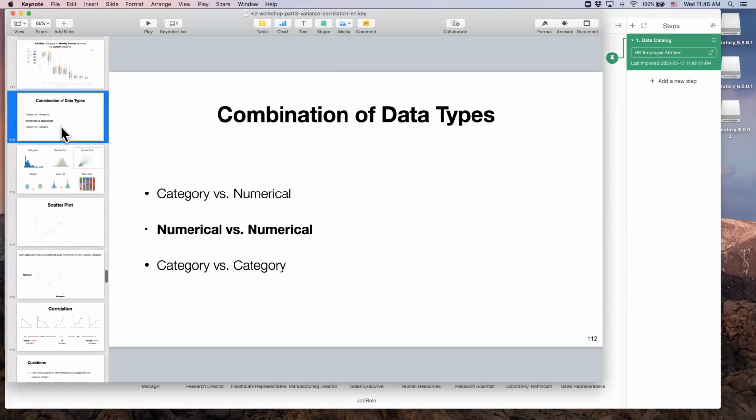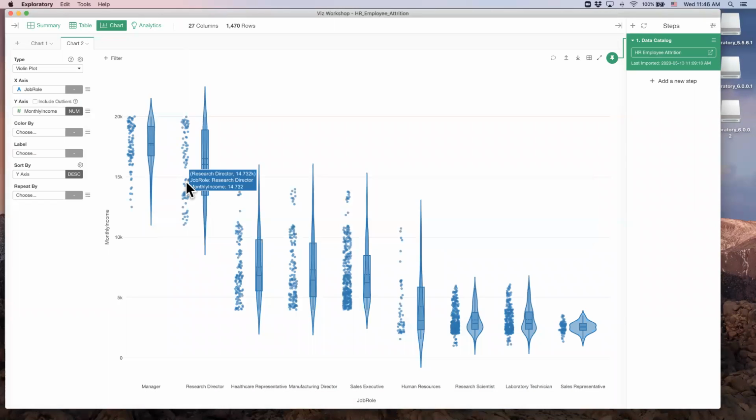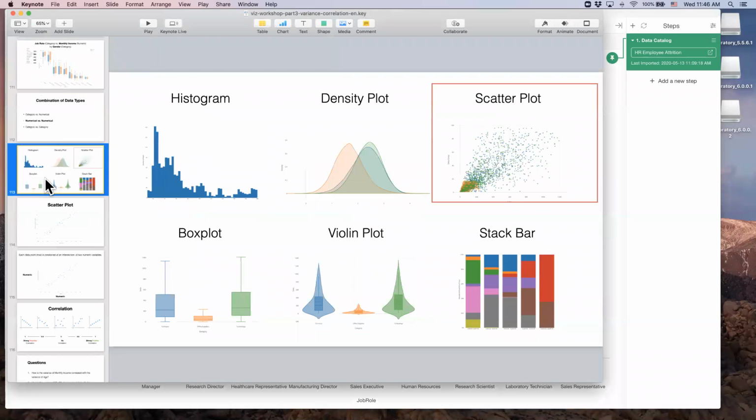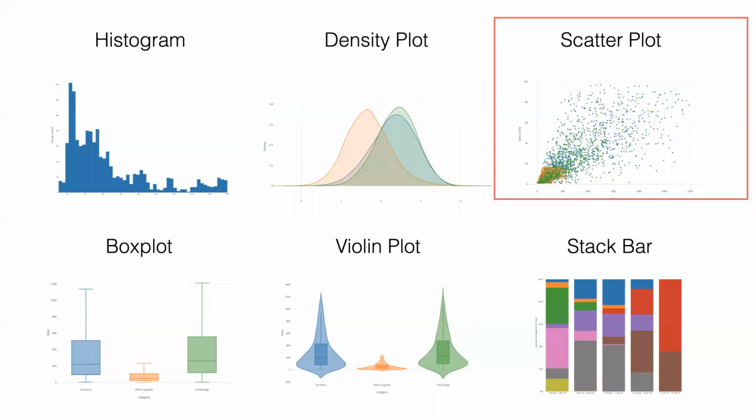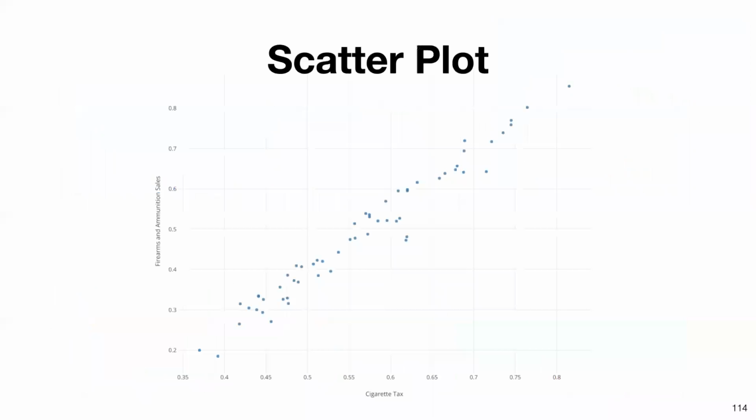Okay, so we are looking at categorical and numerical. So the x-axis is categorical and the y-axis is numerical in this case. Now, the next topic is what if both are numerical. For example, age is numerical, and monthly income is numerical. How can we visualize that? That's where the scatter plot comes in.